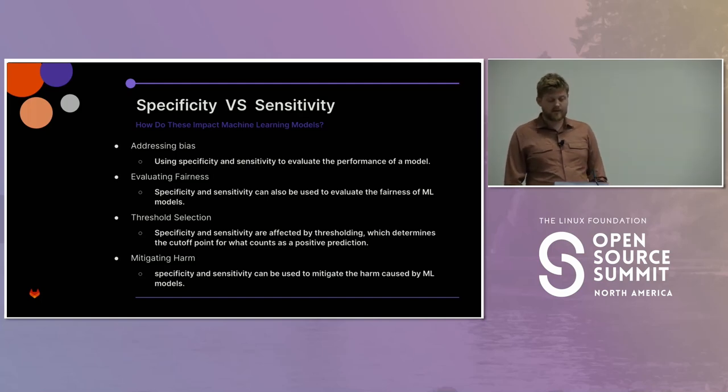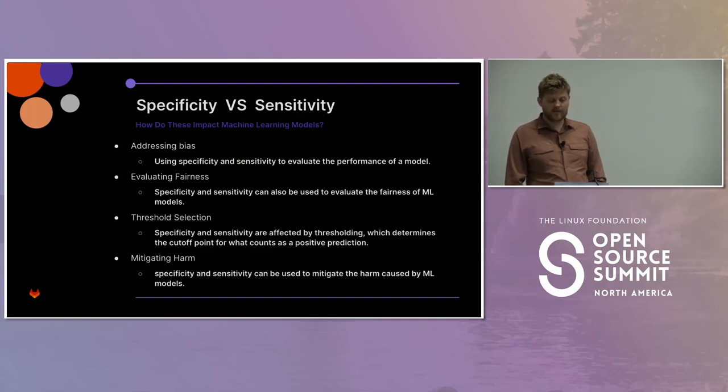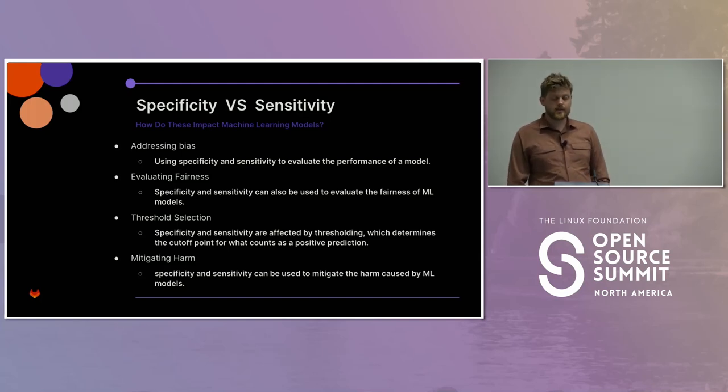Evaluating fairness. Specificity and sensitivity can also be used to evaluate the fairness of the model. For example, if we want to evaluate the model's fairness for a specific subgroup of the population, we can calculate the sensitivity and the specificity for that subgroup and compare it to the overall sensitivity and specificity of the model. If there's a significant difference, it could be that the model is not treating that subgroup fairly or equitably.